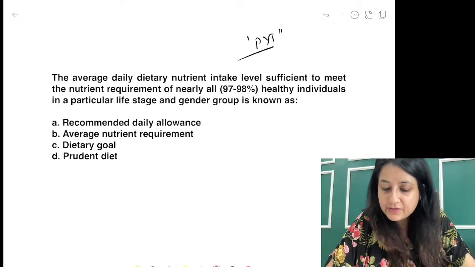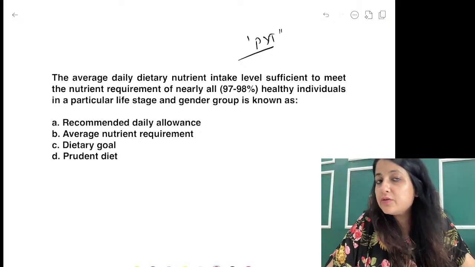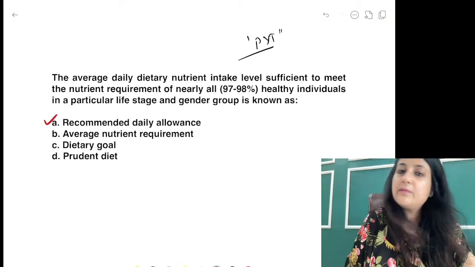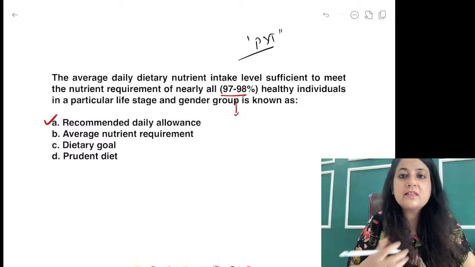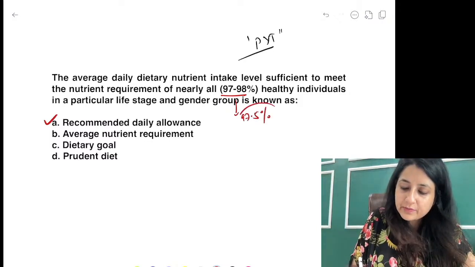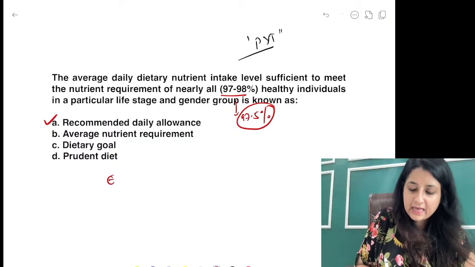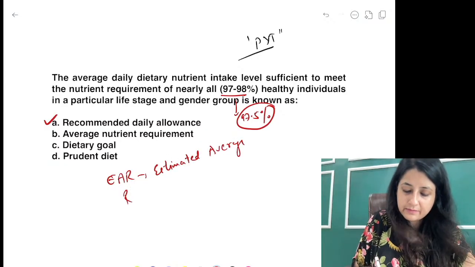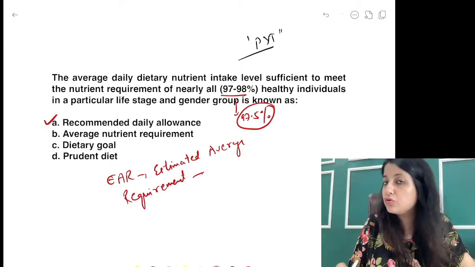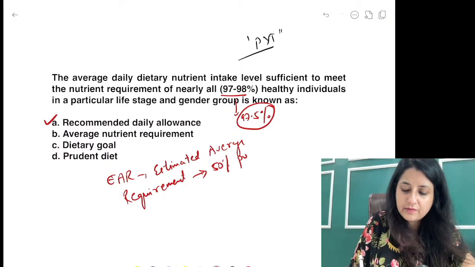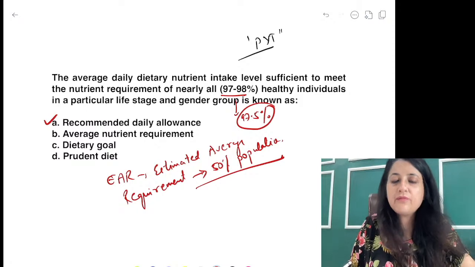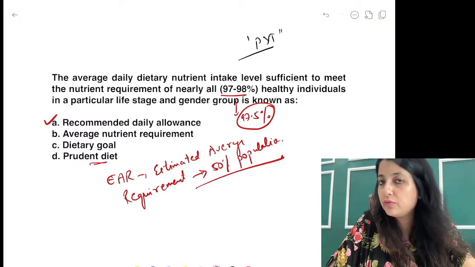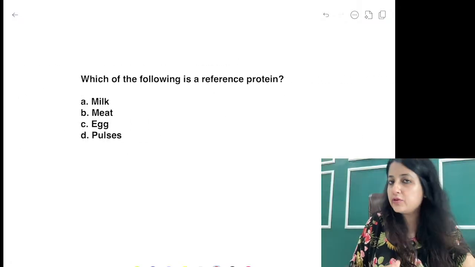The average daily dietary nutrient intake level sufficient to meet the nutrient requirement of nearly 97 to 98% healthy individuals in a particular life stage and gender group is known as, very good, this is recommended dietary allowance. RDA satisfies the nutritional needs of nearly 97 to 98%, or you could say 97.5% population. If they ask you EAR, estimated average requirement, this satisfies the nutritional need of nearly 50% of population. RDA is always EAR plus some extra. Clear? Now we'll see what is prudent diet in just a while. I'll tell you when we get a question on prudent diet.